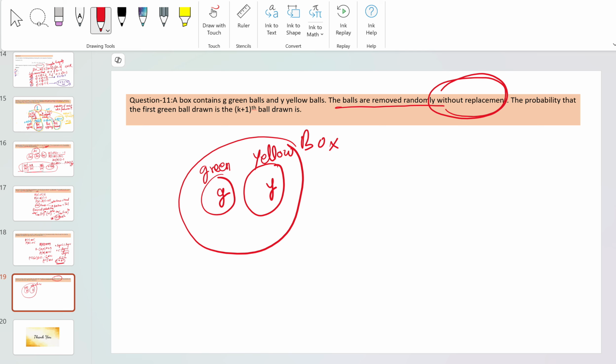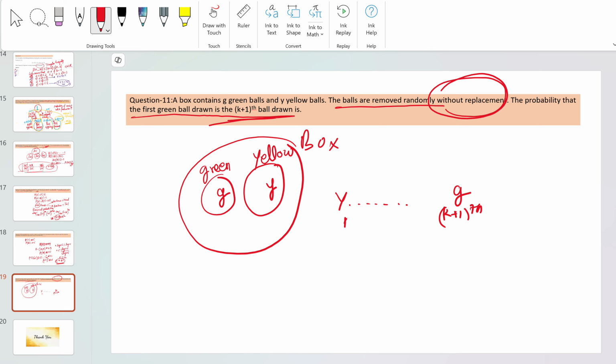So it is asking that the first green ball comes at the k plus 1th draw. Drawing at the k plus 1th time, you will get the green ball. So you start with yellow balls and move on until the k plus 1th time, when you get the green.